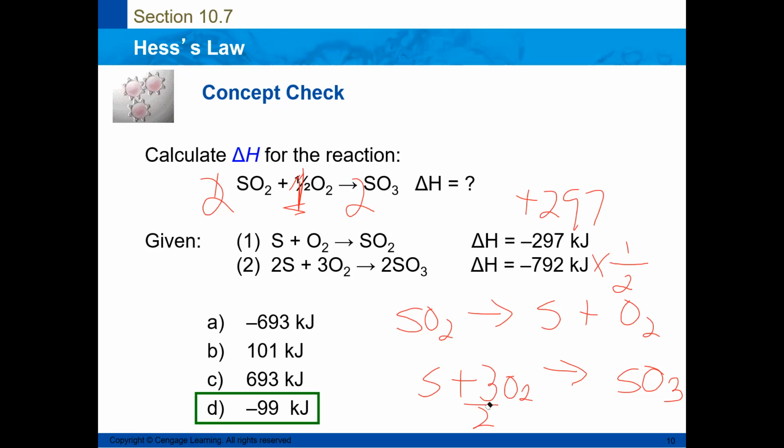Yep. Okay. So now what we did to the bottom one, we multiply it by 1/2, but we didn't reverse it, right? So when we do that, we get -792 divided by 2 plus, and that's correct, 297. And that gives us exactly the number 99.